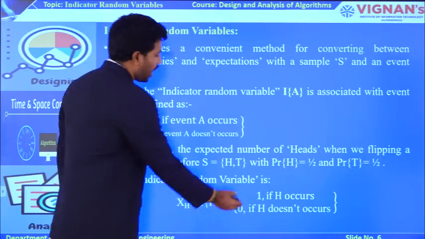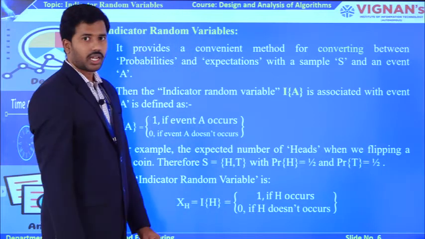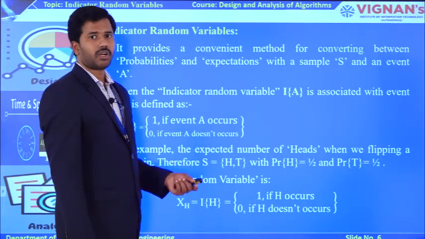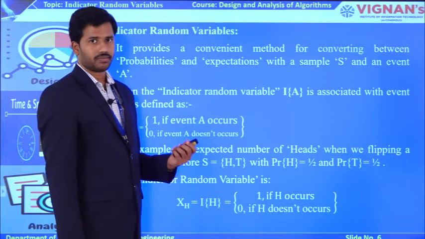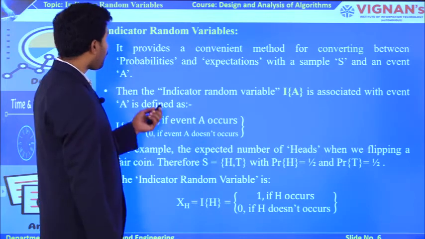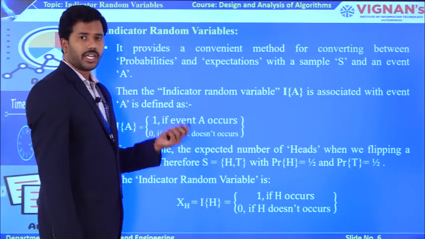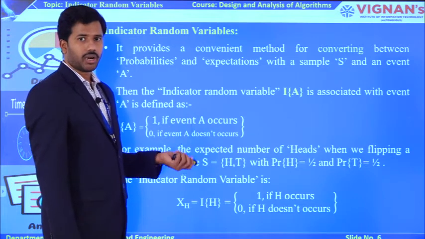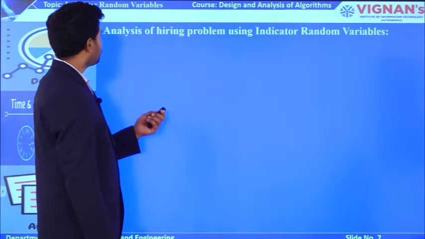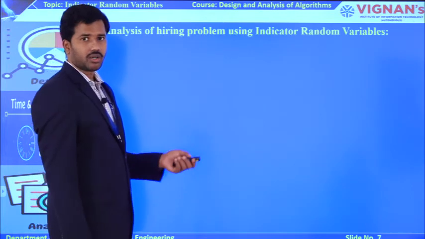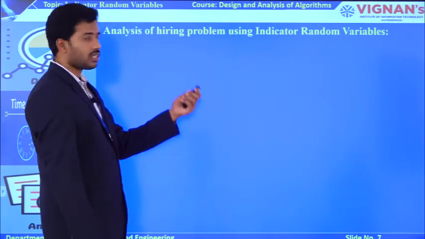So based on these values, I can find out whether a flipped coin is going to be head or tail. Now you try to apply this procedure to your hiring problem to get a time complexity for that algorithm. Now let us have a discussion on the analysis of the hiring problem with the help of indicator random variables.